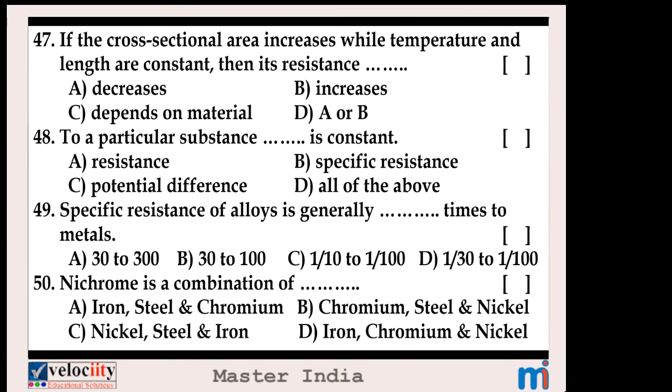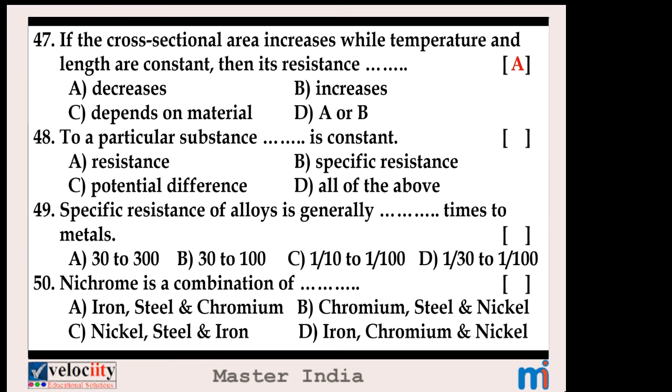47. If the cross-sectional area increases while temperature and length are constant, then its resistance A. decreases, B. increases, C. depends on material, D. A or both. Option A is correct, decreases.